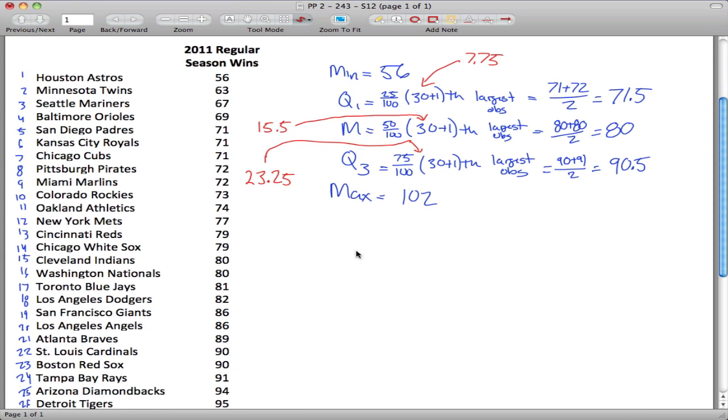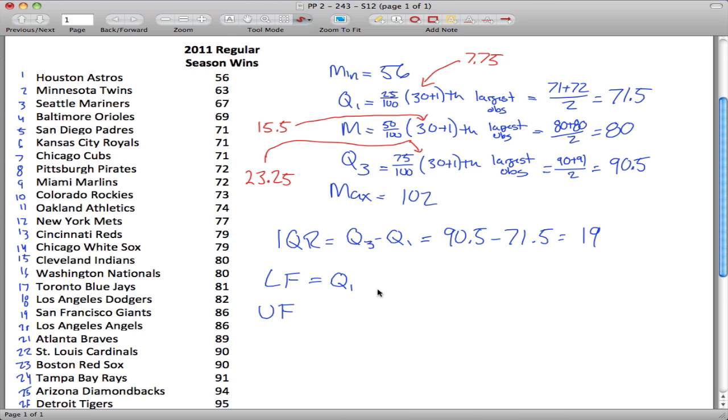Okay, so I've calculated a lot of things. I need a couple more. I need to know the interquartile range, which is Q3 minus Q1, which in this case is 90.5 minus 71.5, which is 19, if I calculated that right. And then I need to calculate the lower fence and the upper fence. The lower fence is Q1 minus 1.5 IQR, and the upper fence is Q3 plus 1.5 IQR.